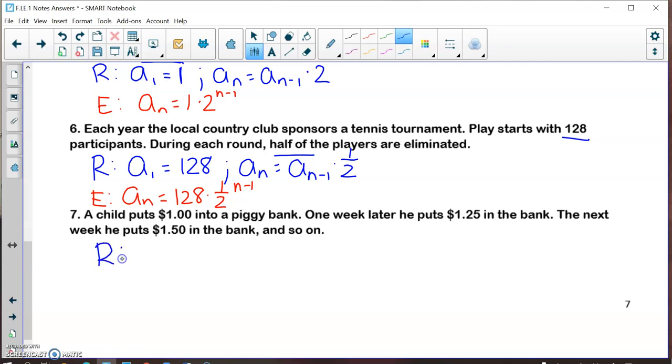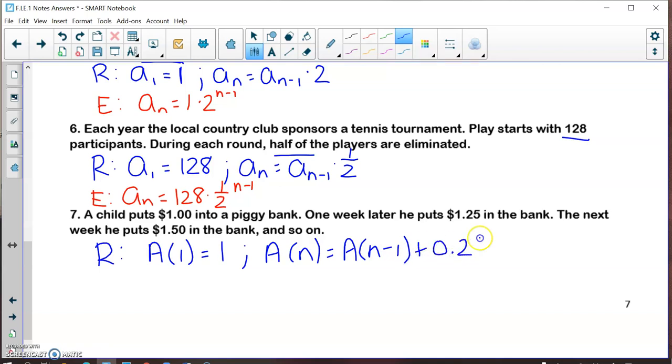So your recursive formula for this arithmetic sequence would be a of 1 is equal to $1, or just 1; a of n is equal to a of n minus 1 plus 25 cents, or 0.25. Your explicit formula would be a of n is equal to 1 plus 0.25 times n minus 1. And that brings us to the end of this lesson.